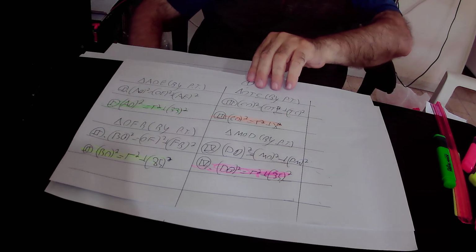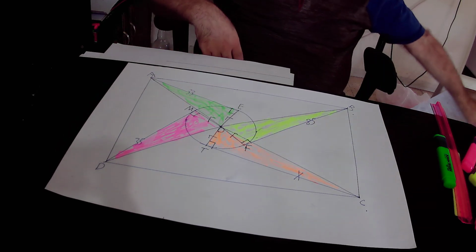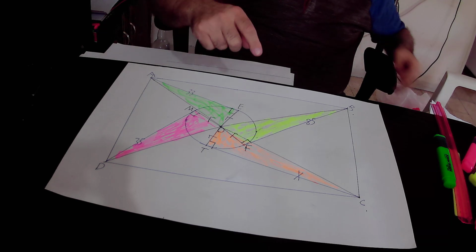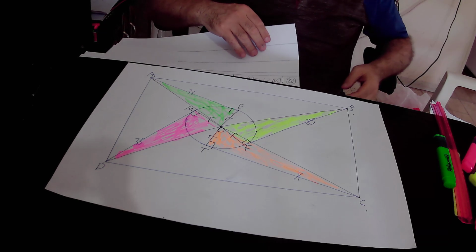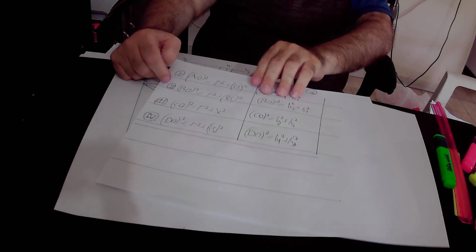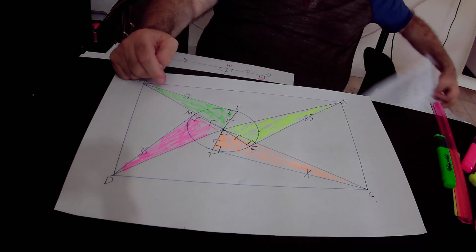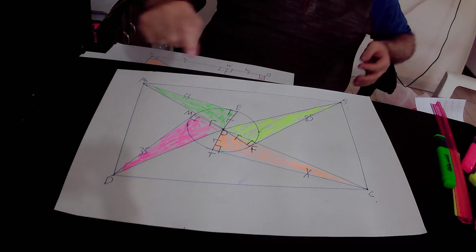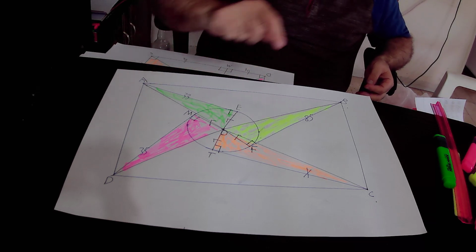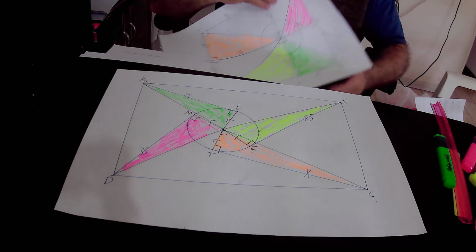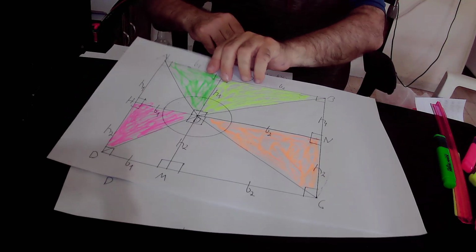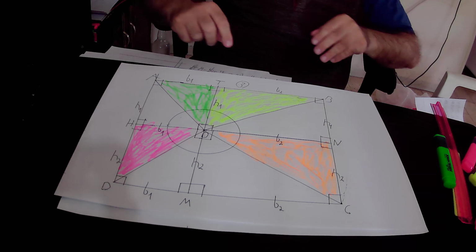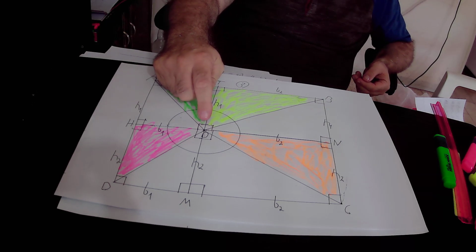Then I copied the 4 equations in a new page. Those are the 4 equations. And then I copied rectangle ABCD with the circle inside here. Point O is the center of the circle.